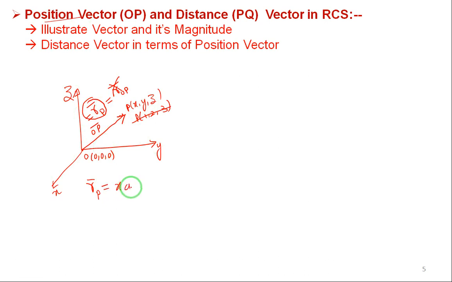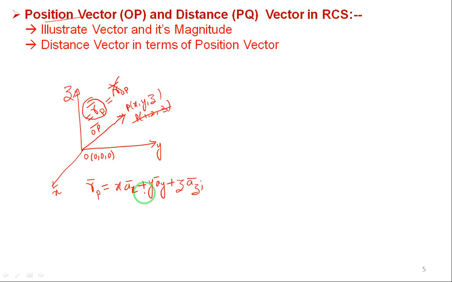So x into ax, RP vector I am writing. Then subtract y minus 0. Y coordinate you have to subtract, y minus 0. So y into ay. Similarly, the third coordinate z minus 0. Subtract z coordinates. So z into az. So this is the position vector, right?